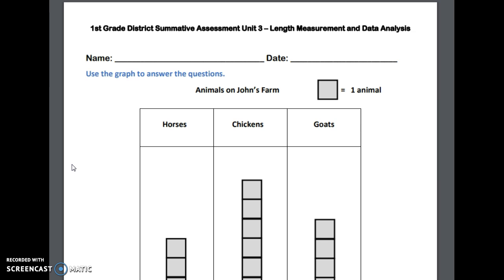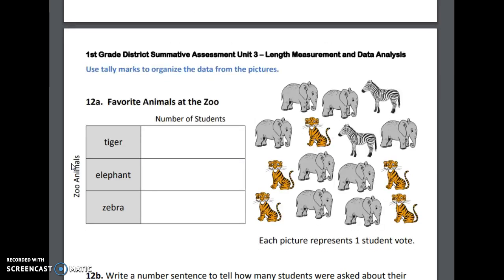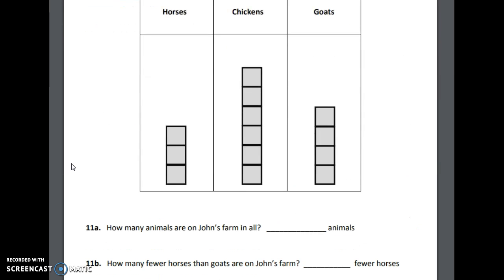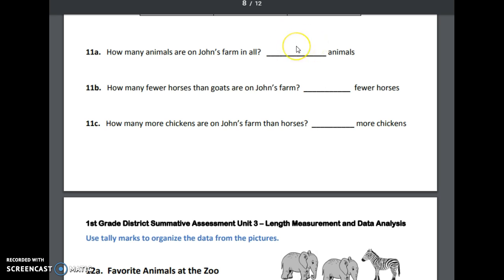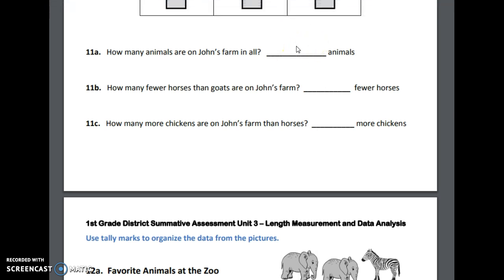The next question, you'll be using the animals on John's farm, this particular graph. There are horses, chickens, and goats on John's farm. The first question says, how many animals are on John's farm in all? You'll write on the blank a number representing the total number of animals.